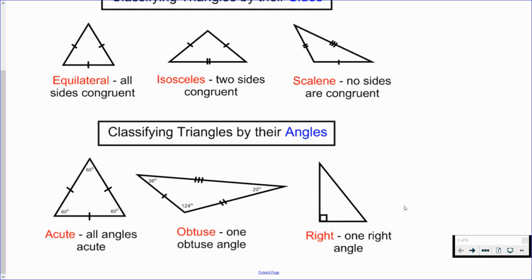If they ever ask you to classify a triangle, then they want you to classify both ways, by sides and by angles. So you want to give two answers. You want to give one of the choices from sides, either equilateral, isosceles, or scalene, and then one of your choices from angles, acute, obtuse, or right.